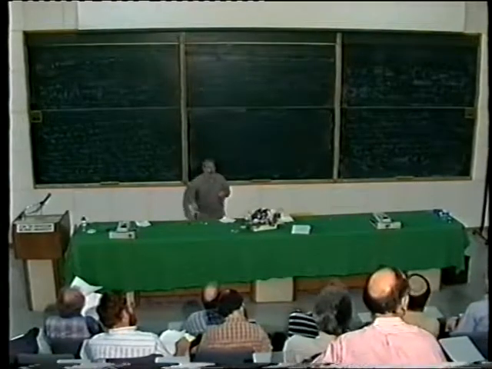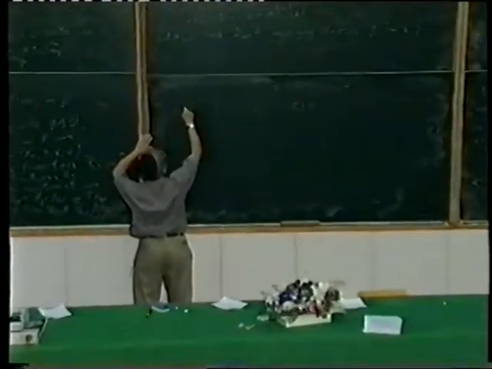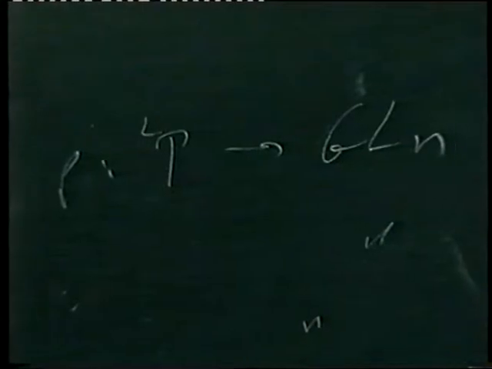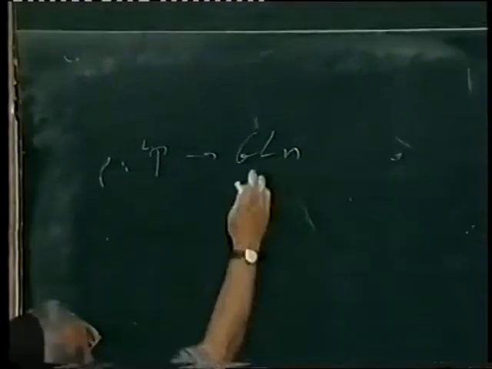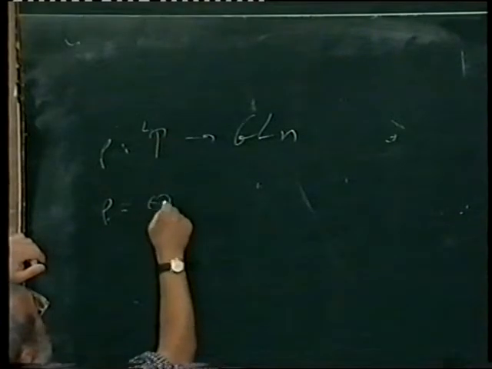So suppose we have rho, a map of the dual torus into GLN. Then we can write, of course, since it's a torus representation, that rho is a direct sum.